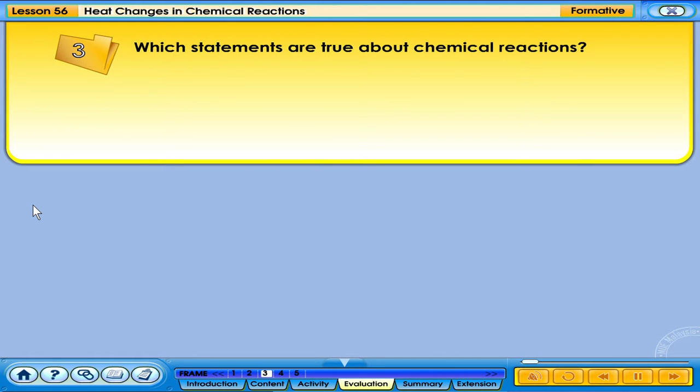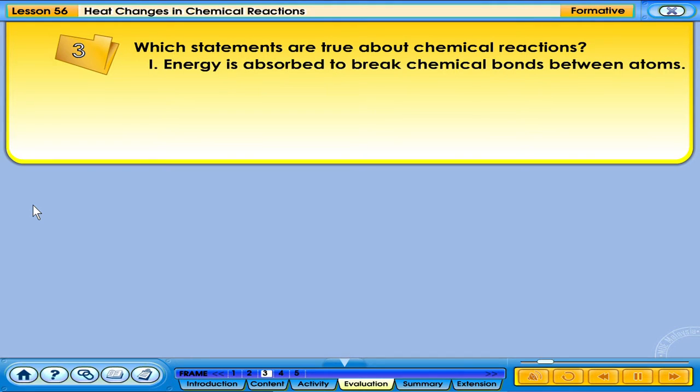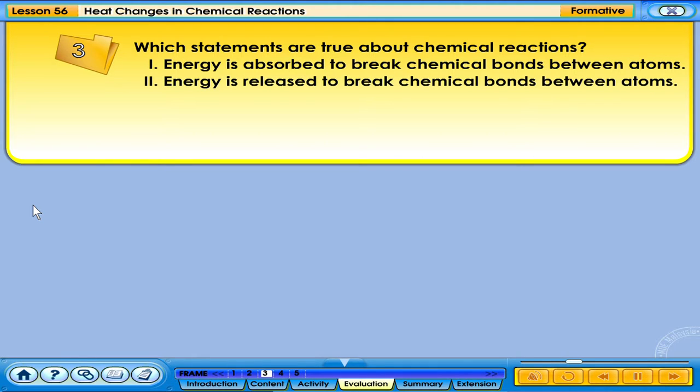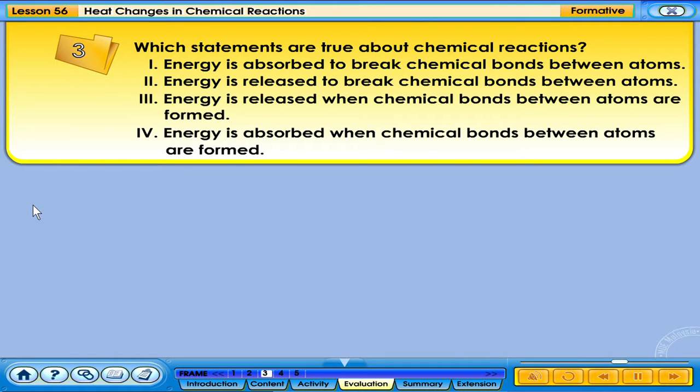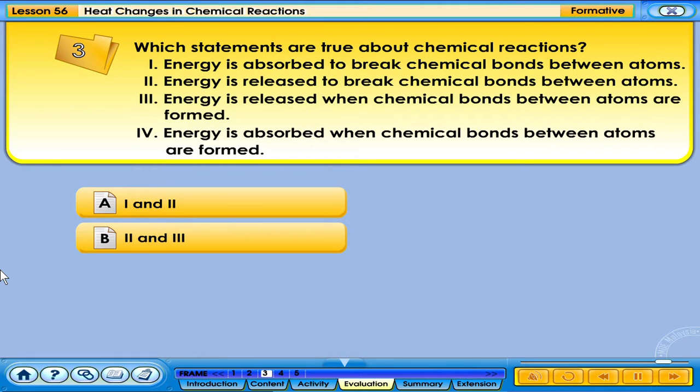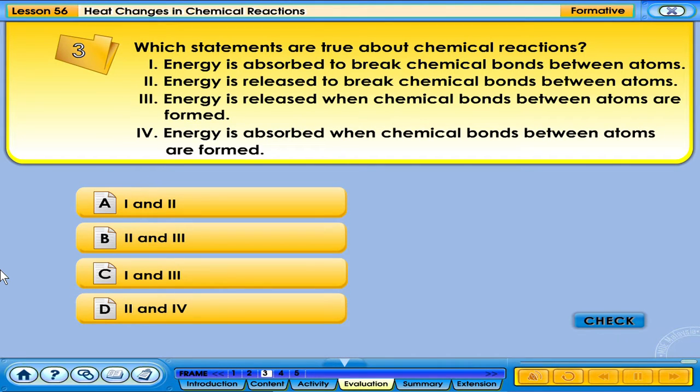3. Which statements are true about chemical reactions? 1. Energy is absorbed to break chemical bonds between atoms. 2. Energy is released to break chemical bonds between atoms. 3. Energy is released when chemical bonds between atoms are formed. 4. Energy is absorbed when chemical bonds between atoms are formed. A. 1 and 2. B. 2 and 3. C. 1 and 3. D. 2 and 4. Your answer is correct.